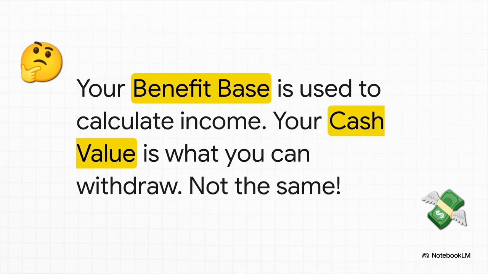This next trap is a huge one: confusing the benefit base with the cash value. Here's the difference in plain English. Your cash value is the actual money in your account. It's what you could withdraw as a lump sum. The benefit base, on the other hand, is usually a bigger hypothetical number that's used only to calculate your future income payments. It's kind of like a bonus number in a video game that boosts your score, but you can't actually spend it.